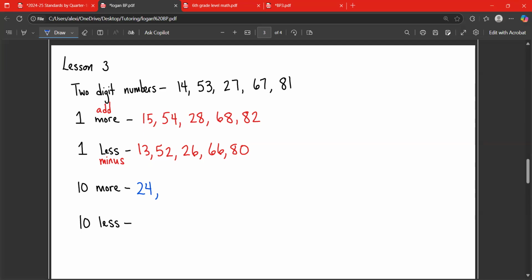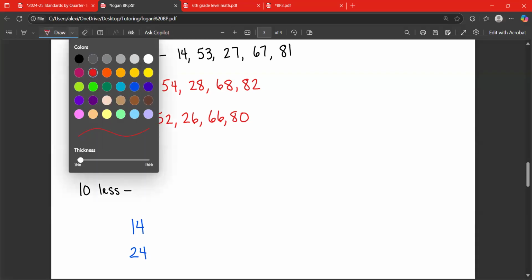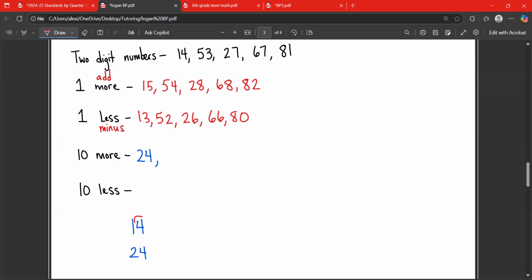What do you notice that's different between 14 and 24? What is different between 14 and 24? I'm going to write them down here. 14, 24. What's different? What's the same? Well, the fours are the same, but the 1 becomes a 2.